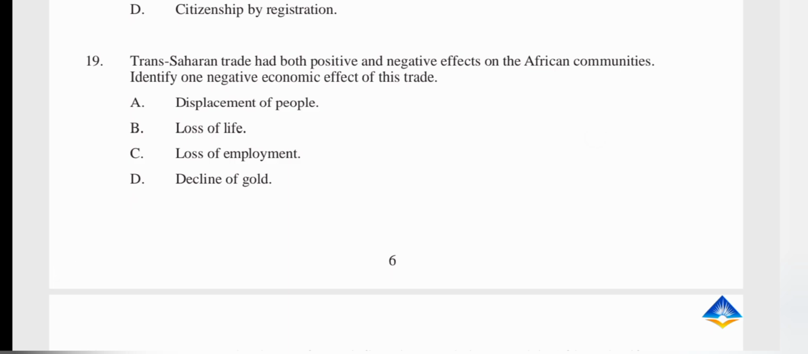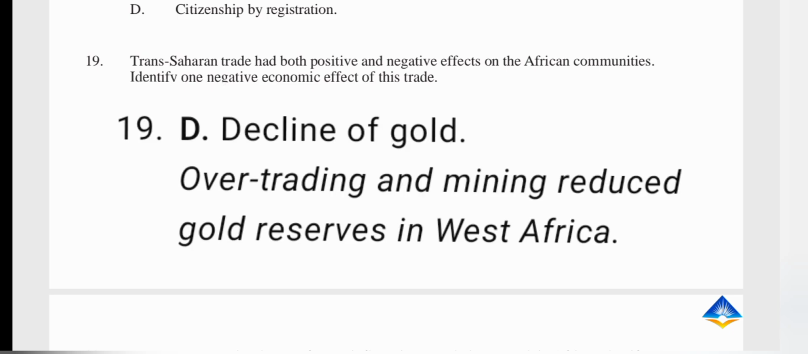Question 19. Trans-Saharan trade had both positive and negative effects on the African communities. Identify one negative economic effect of this trade. Displacement of people, loss of life, loss of employment.